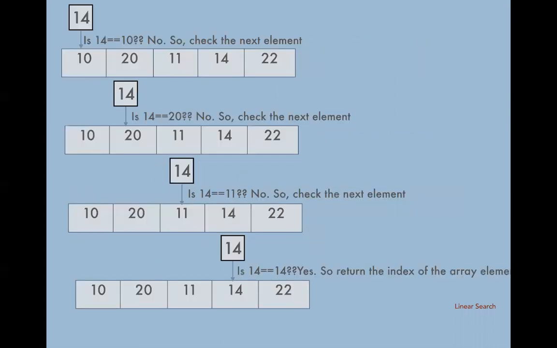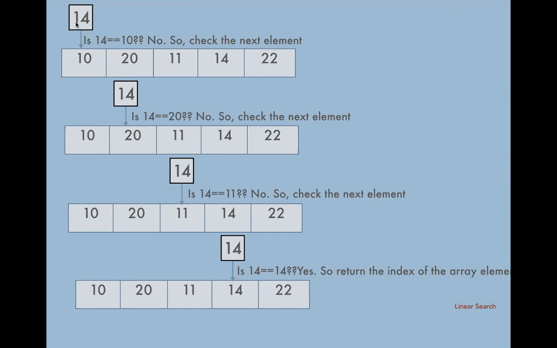Right. So how do we go about that? I'm going to search 14 in this array. Linear search, also called sequential search, does not expect the array to be sorted. The array elements can be in any order. It need not be sorted. Fine. Now I'm going to search 14 in my array.